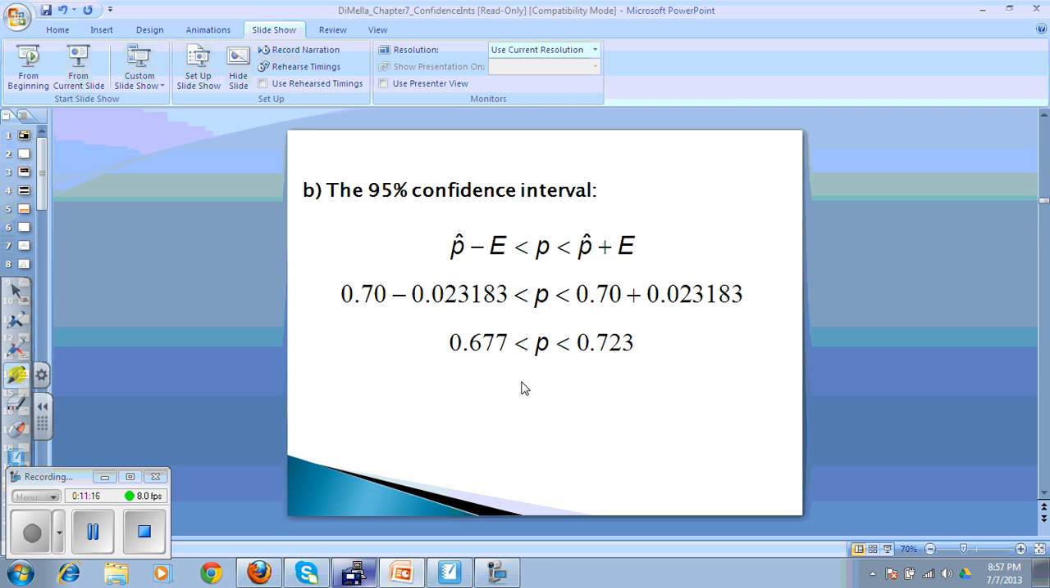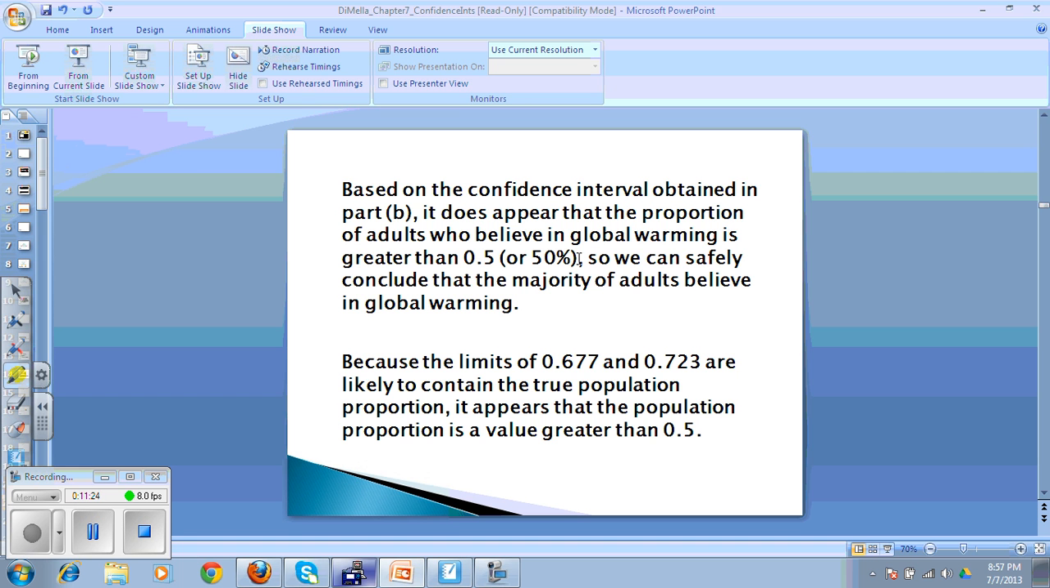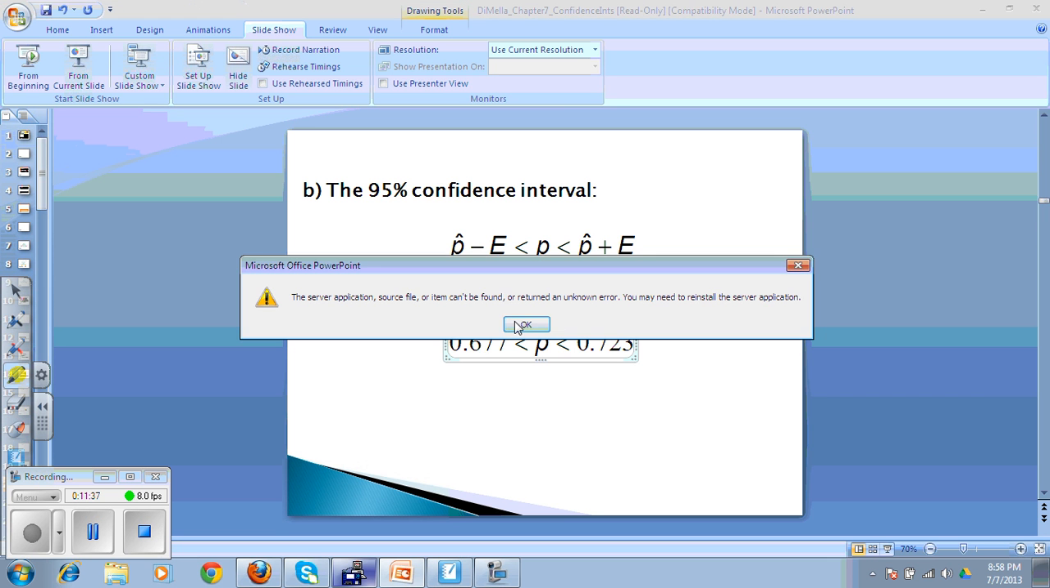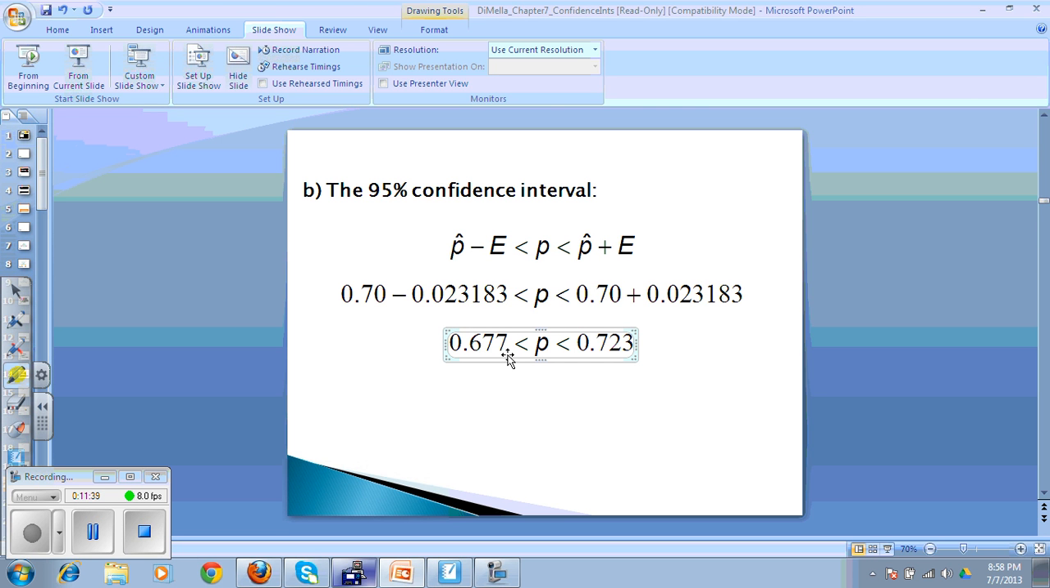So from here, what MyMathLab sometimes says is, is it fair to say this, or is it fair to say that? And this one says, is it fair to say that more than 50% of the population believe that we have global warming? Because this entire range is above 50%, we can say yes. Had it been 0.477 and just a little bit under, then I wouldn't be able to say it. But because the whole thing is above, then we're good.